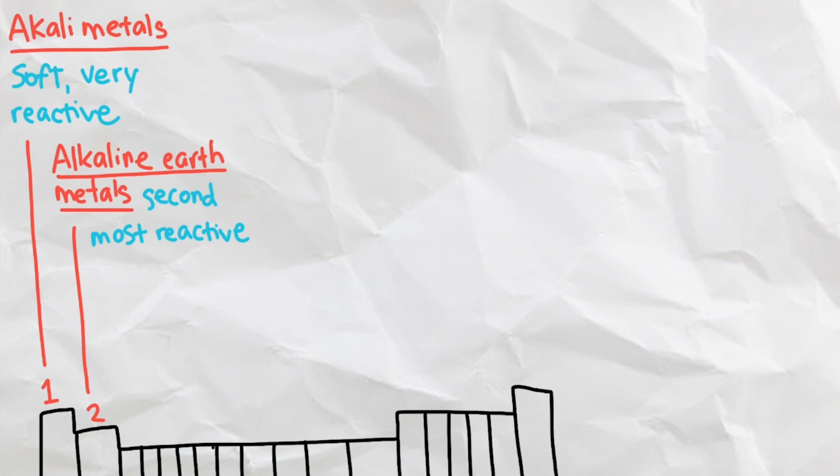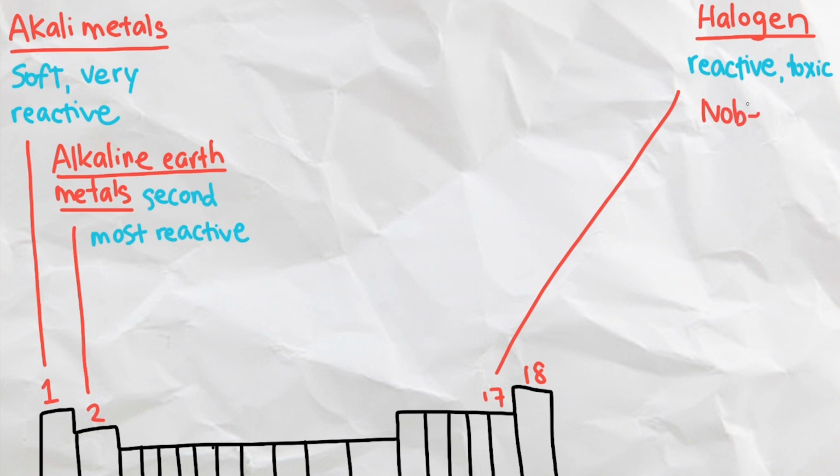In group 17, we have halogens, which are highly reactive as well and very toxic. Lastly, in group 18, we have noble gases, which are all unreactive. They are colorless and odorless gases that have a full valence electron shell.